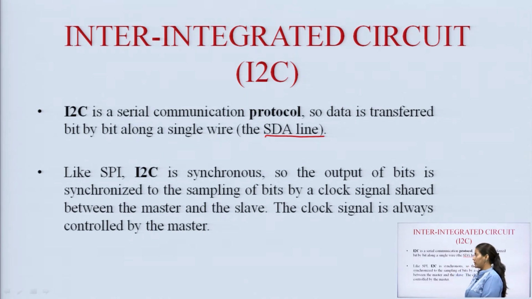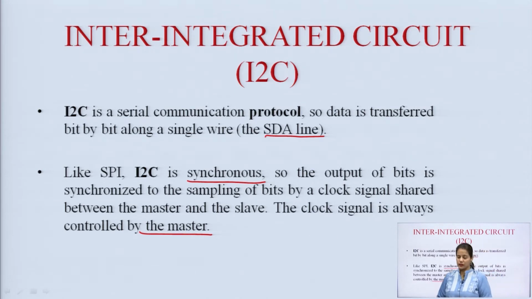like SPI, that is serial peripheral interface. I2C is synchronous. So, the output of the bits is synchronized to the sampling of bits by a clock signal shared between the master and the slave. That is, the receiver will sample the signals at the same clock frequency as that of the transmitter. So, both the transmitter and the receiver are synchronized with the same clock. The clock signal is always controlled by the master. The similar is the case with SPI also. This I have already discussed in the previous lecture.